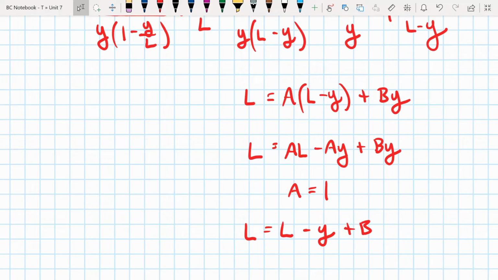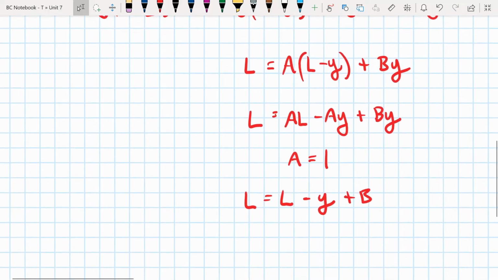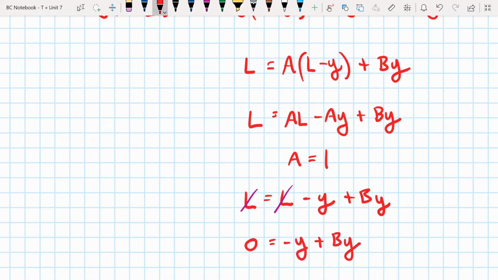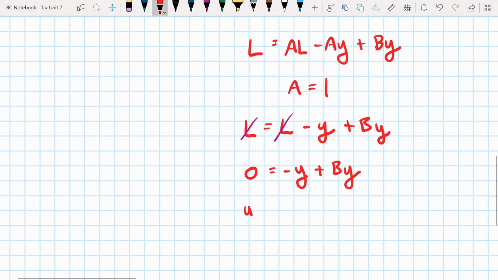Now let's use this to solve for b. So if we solve for b here, sorry, there's a y right there. The L's will cancel. And 0 is equal to minus y plus b y. We can move the y over. And we get y is equal to b times y, so b is equal to 1 as well.